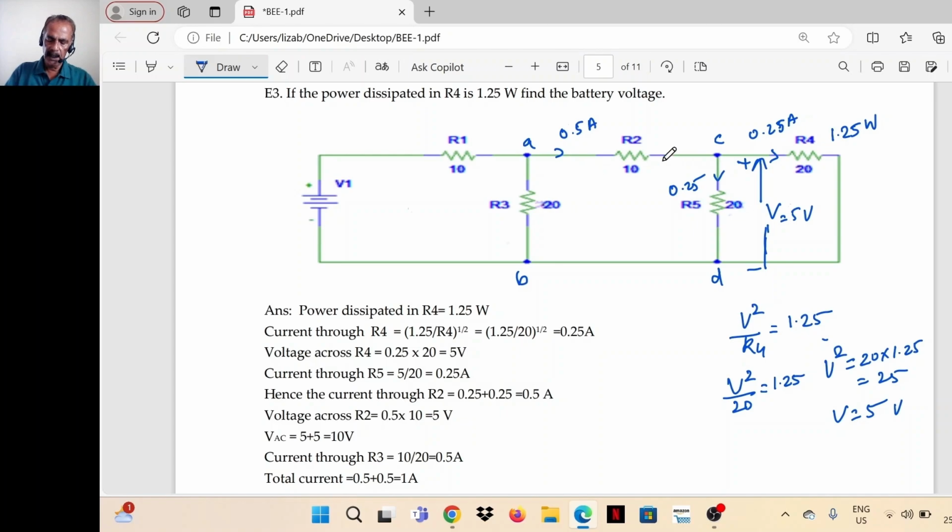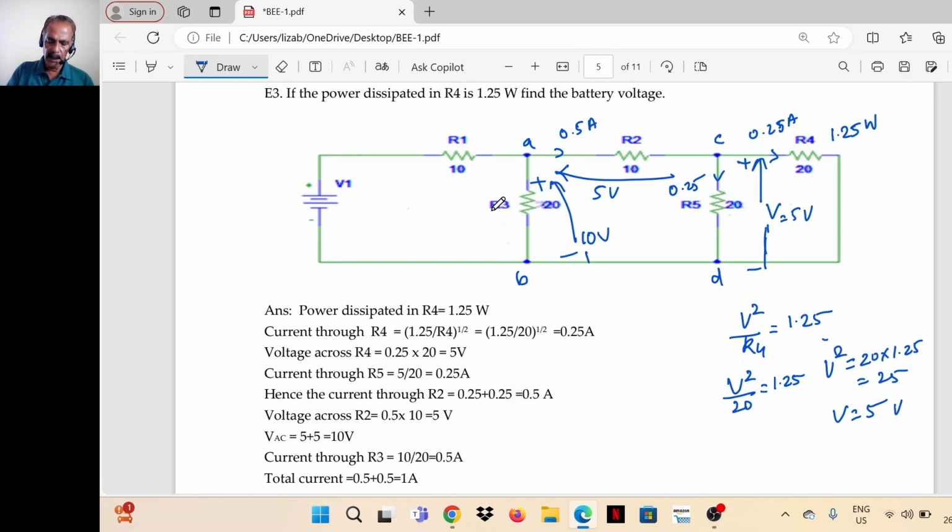So we can find the voltage across R2 because value of R2 is 10 ohm. Current is 0.5 ampere. 0.5 into 10 is 5 volts. So now find the voltage between A and B. B is same as D, or from B to C. B, D, both are the same points only. From B to C, the voltage is 5 volts. C to A, it is 5 volts. Therefore, the total is 10 volts.